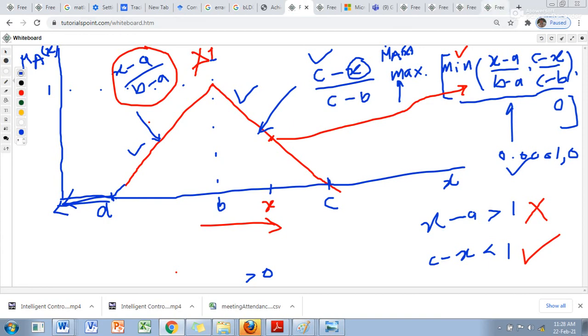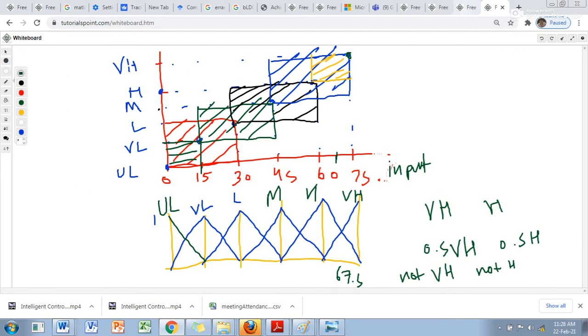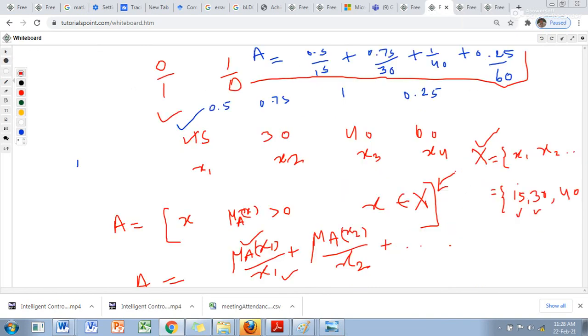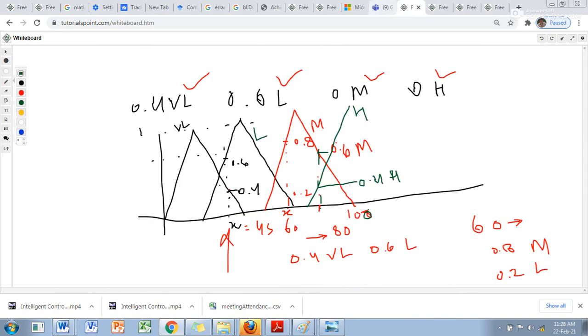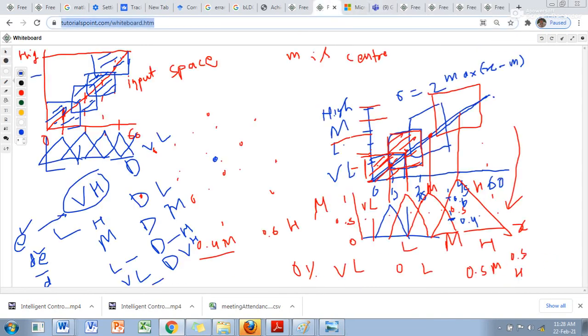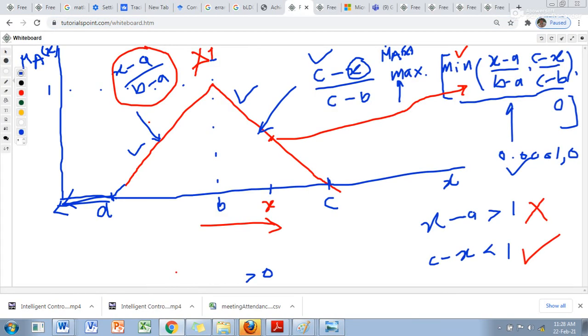Okay, so this is all about fuzzy and fuzzy membership functions. Later we will discuss the types of membership functions.